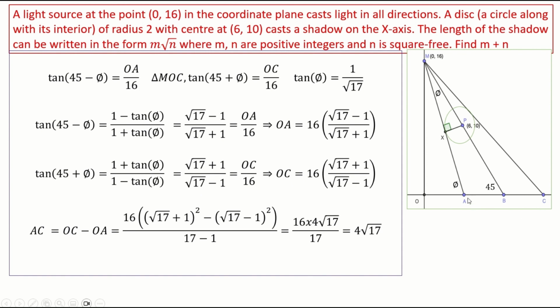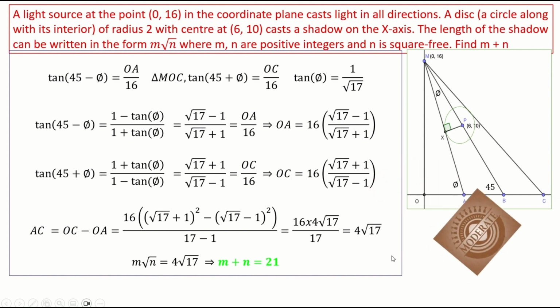Now AC is OC minus OA. So you subtract and simplify, and you get AC as 4 square root of 17. It is in the form m square root of n, so m plus n is what we are looking for. M plus n equals 21. This is the answer.